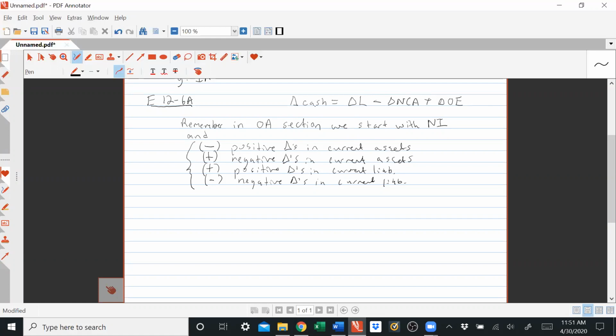So there's a positive relationship between the change in cash, which is what we're trying to explain on the statement of cash flows, and change in liabilities. That's why we add positive changes in current liabilities and we subtract negative changes in current liabilities, because there's a positive relationship between these two variables. There's a negative relationship between changes in non-cash assets and change in cash. And because there's a negative relationship between these two variables, that's why we subtract positive changes in current assets and we add negative changes in current assets. It all has to do with this equation.